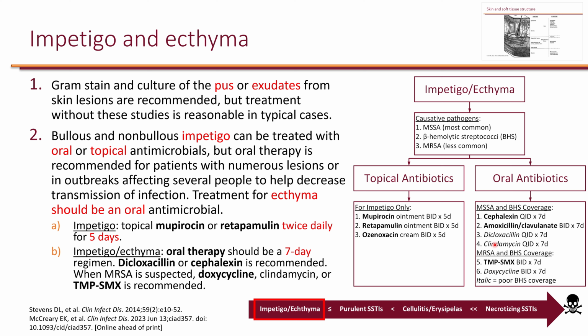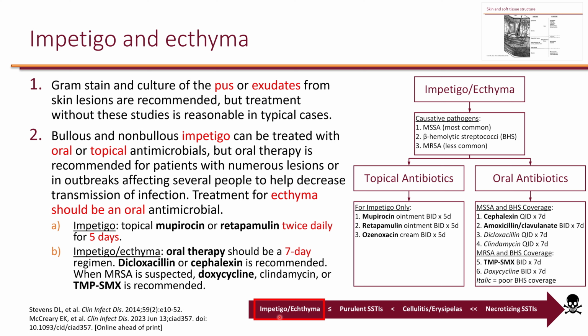In general, Bactrim is reserved for when you need MRSA coverage. Clindamycin is not the best thing for MRSA coverage. So Bactrim and doxycycline have much better MRSA coverage. Now, if you do use doxycycline, keep in mind that it does not cover beta hemolytic strep. So if you're using doxycycline for MRSA coverage, you need a second agent to cover beta hemolytic strep. And there is no need for IV treatment.